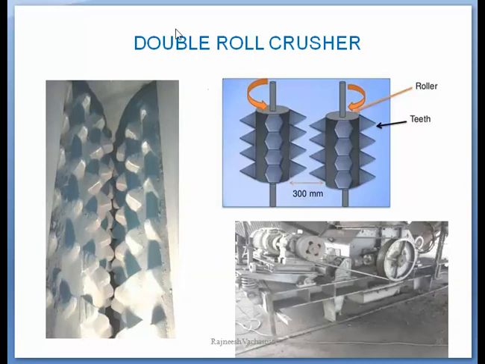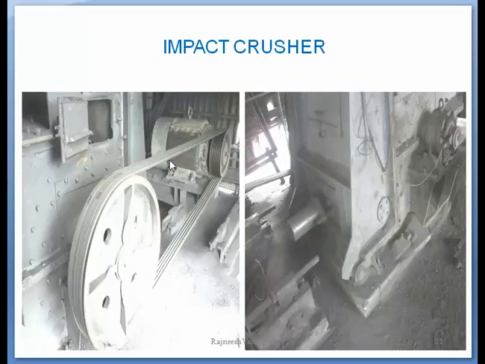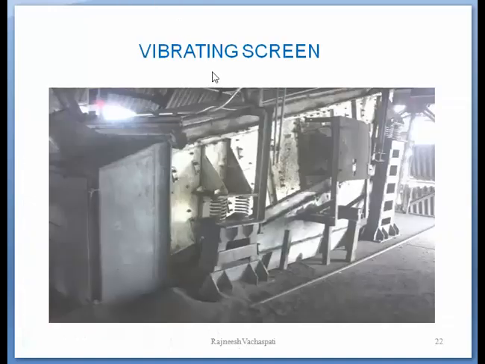Double roll crusher, the construction is like this. The coal falls in between these two teeth, which are rotated, and in turn coal gets crushed. This figure shows the impact crusher, which acts like a hammer and crushes the coal. This is vibrating screen. It is used to separate coal in different sizes by giving it vibratory motion.